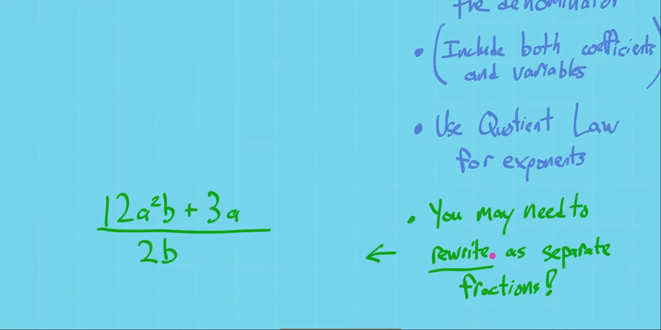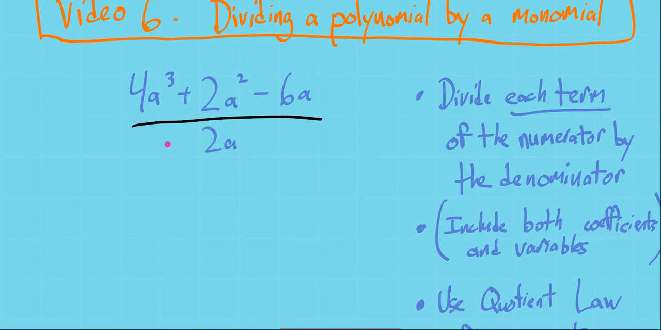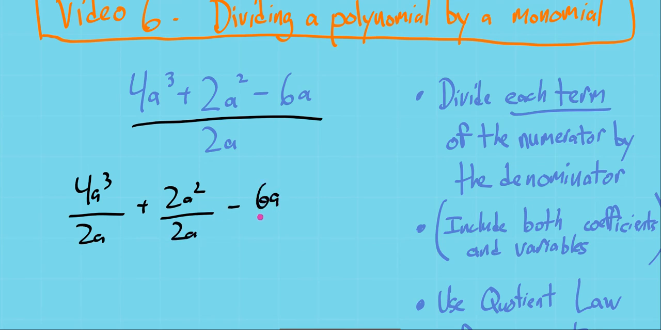And you might need to rewrite them as separate fractions. I recommend, at least at the start, rewriting them as separate fractions. So I'll just rewrite the same thing, 4a cubed over 2a plus 2a squared over 2a minus 6a over 2a. I've taken this 2a and said I'm dividing that and that and that by 2a. I rewrote it so that I can't forget that that's really what I'm doing.